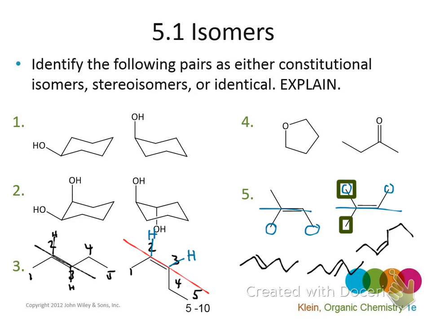Since those groups are the same, having two of the same groups on one end of the double bond means that it doesn't have a cis or trans. Okay? They're identical groups. All right.